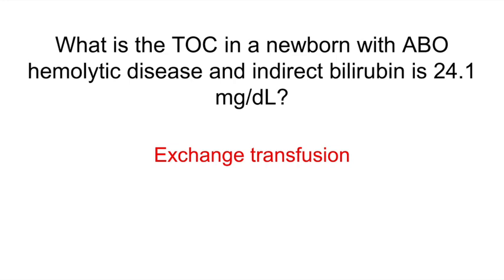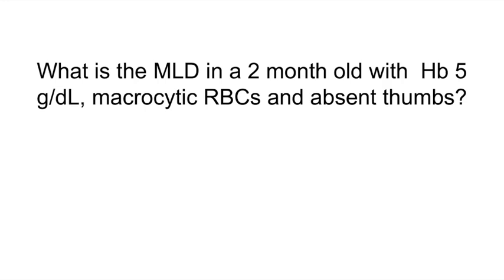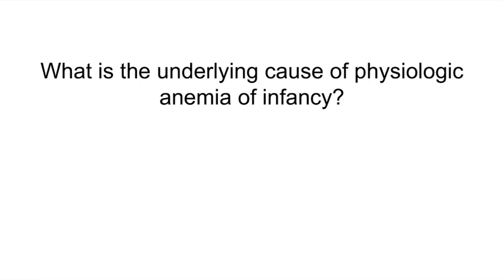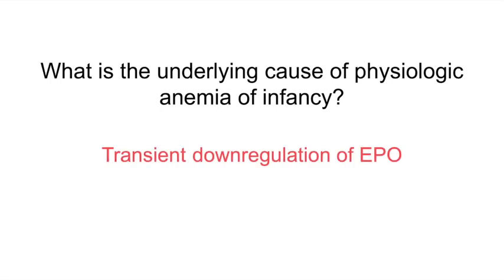What is the most likely diagnosis in a 2-month-old with a hemoglobin of 5, macrocytic red blood cells, and absent thumbs? Diamond-Blackfan. What is the underlying cause of physiologic anemia of infancy? Transient downregulation of EPO. So the hemoglobin falls from the level at birth to a physiological lower level. This occurs at about 2 to 3 months in term infants.